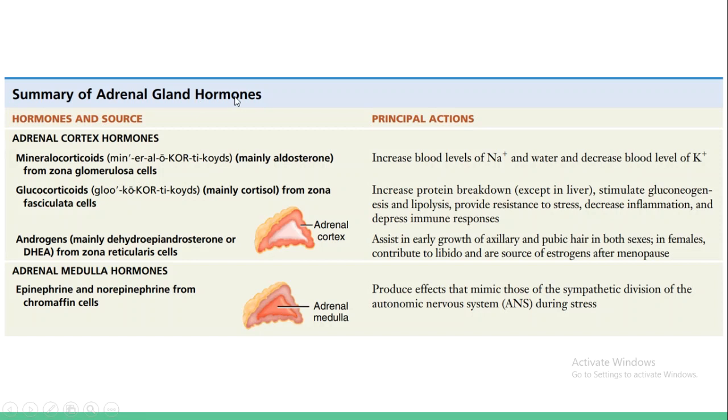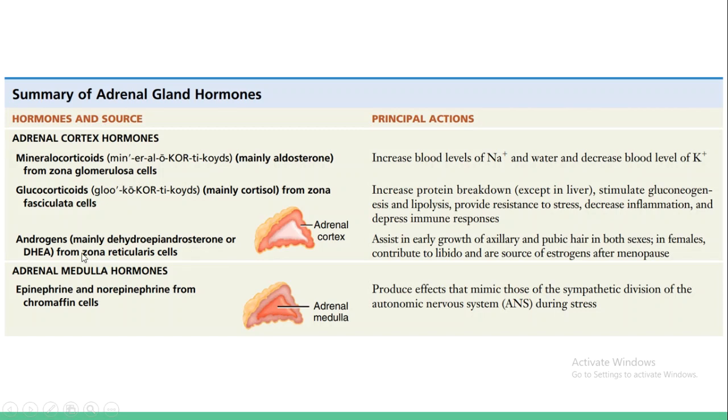Summary of adrenal gland hormones and their sources. Principal actions: adrenal cortex hormones, mineralocorticoids, mainly aldosterone, increase the blood levels of sodium and water and decrease the blood level of potassium. Glucocorticoids, mainly cortisol, from zona fasciculata cells, increase protein breakdown except in the liver, stimulate gluconeogenesis and lipolysis, provide resistance to stress, decrease inflammation and depress immune responses.